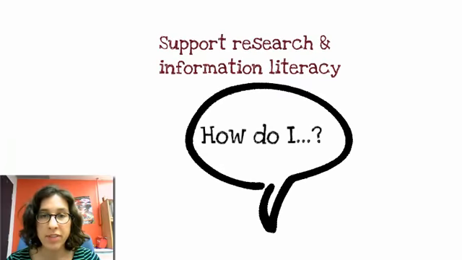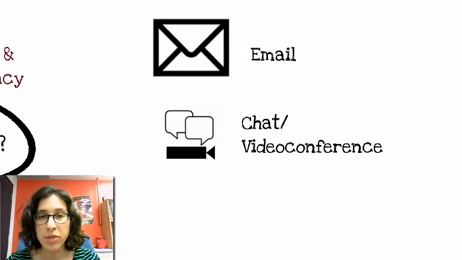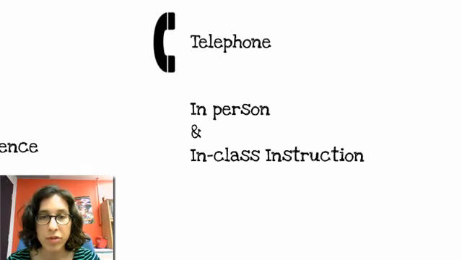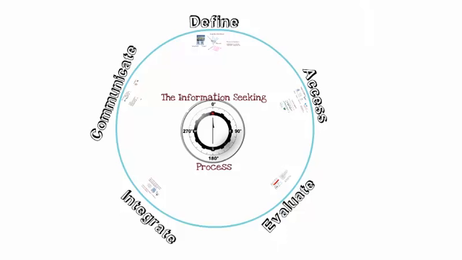And most importantly for this video, I support research and information literacy. So I've answered questions and consulted with students through email, chat, and video conference, over the phone and in person, and through in-class instruction. Now let's take a look at the information seeking process. The stages are define, access, evaluate, integrate, and communicate.